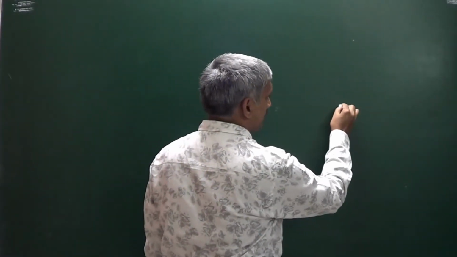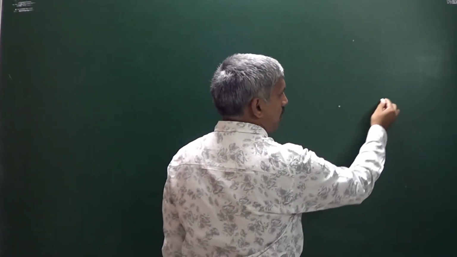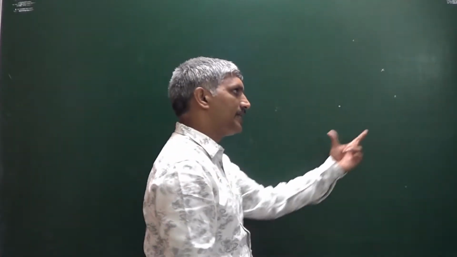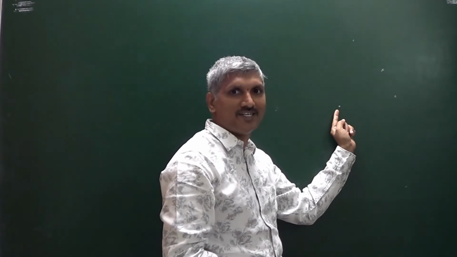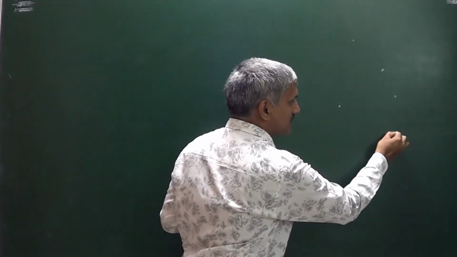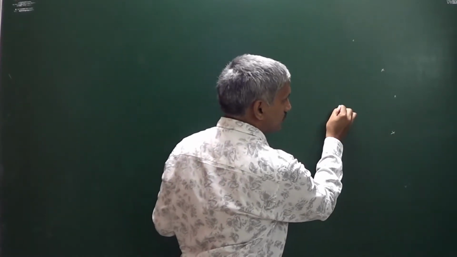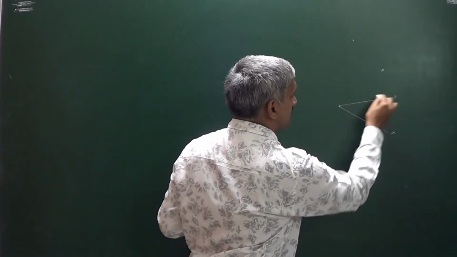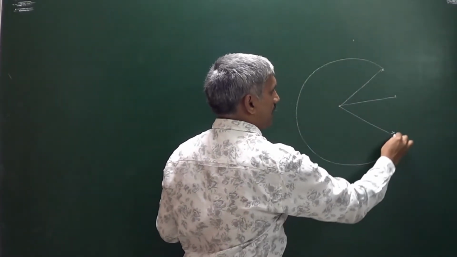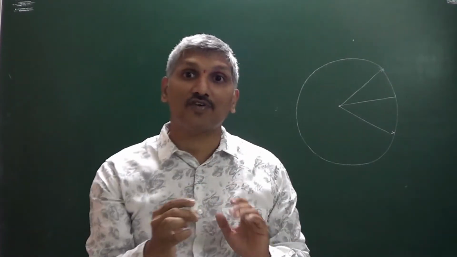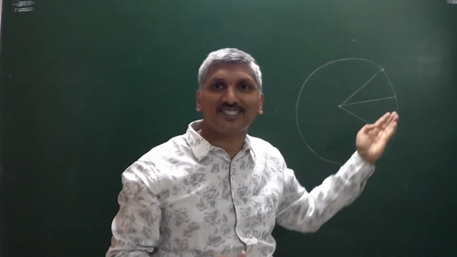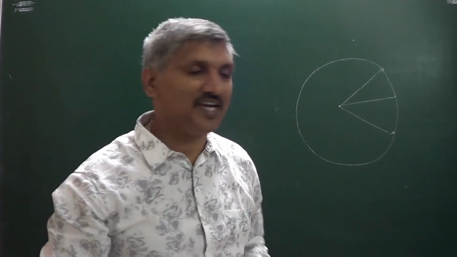So this is a fixed point. All the points are moving in such a way that their distance from the fixed point is the same. All these points are at a fixed distance from a fixed point. So the locus equation of all these points is nothing but a circle.